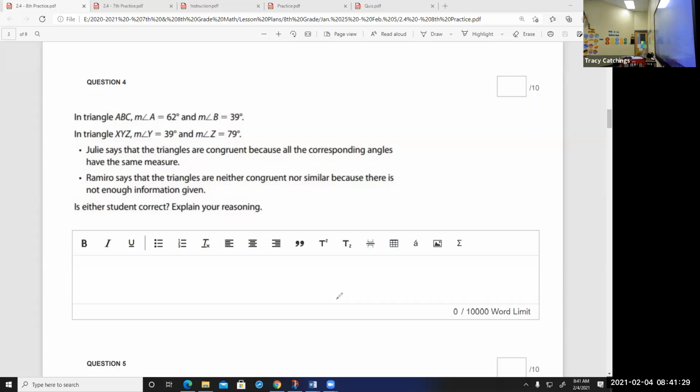Draw some triangles. Yeah, I can draw some triangles. Before I do anything else, I'm going to draw some triangles so I can visually see what they're talking about. All right, they told us A was 62 degrees, B 39 degrees, Y 39 degrees, and then Z 79 degrees. All right, keep reading, Brian.